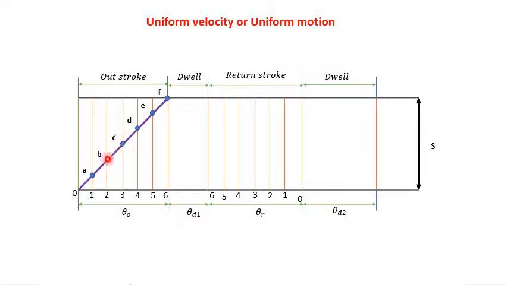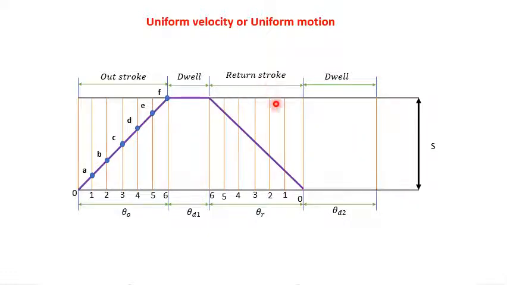This is for outstroke. Okay, then for dwell, just draw a horizontal line like this, because in the displacement diagram this is the profile like this, 0 to f, then it is followed through, or it passed through the dwell.